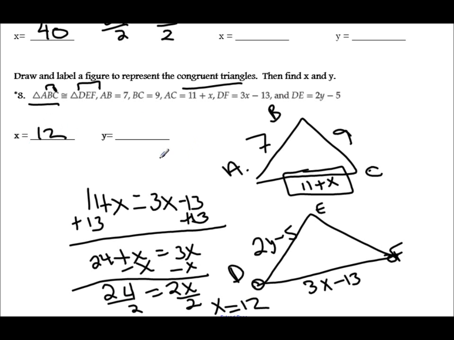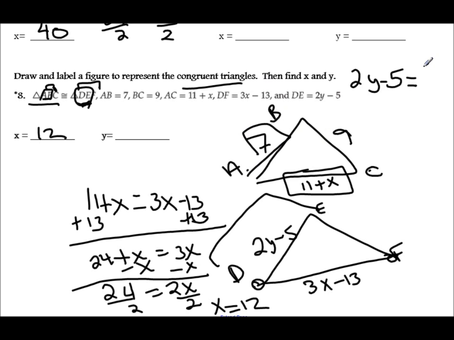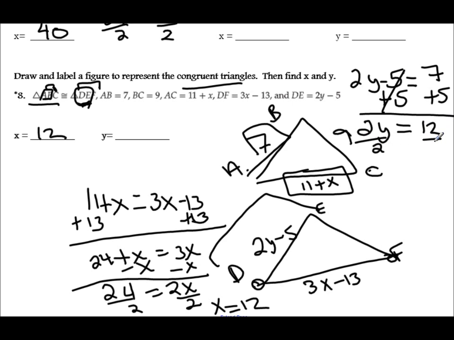Now looking at my y value, y is at side DE. The 2y minus 5 is at side DE. DE is the first two letters. So DE is congruent or equal to AB, and AB is 7. So I'm going to add 5 to both sides of my equation. I get 2y equals 12. Divide both sides by 2, so y equals 6.